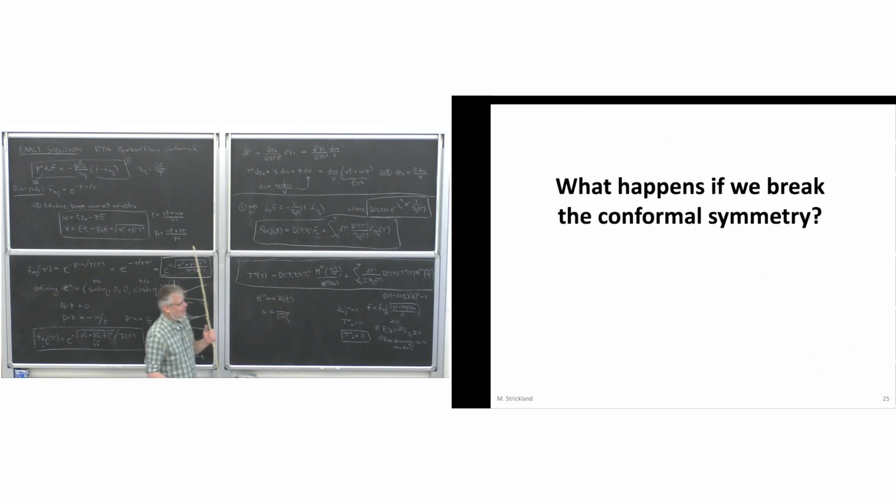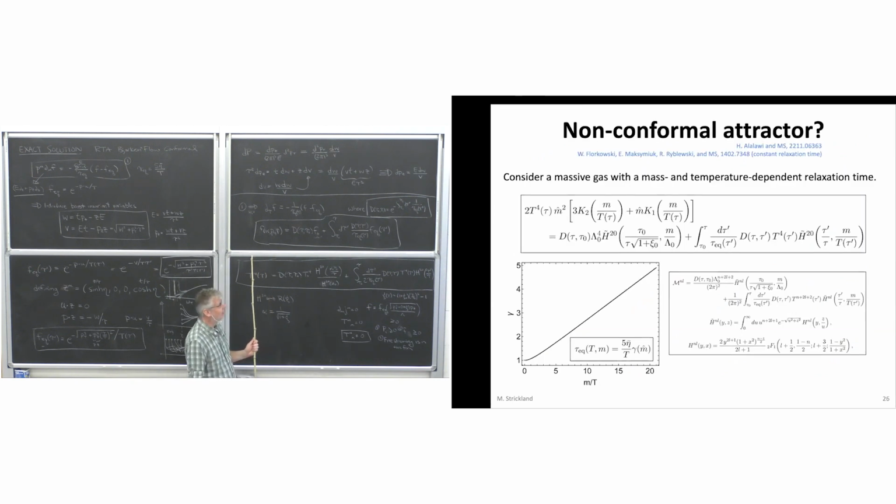Now, of course, everything that we did here was with conformal symmetry for simplicity. But in general, life is not conformal, right? So what happens when you break the conformal symmetry? We went through this derivation in the non-conformal case, with Eva Maksomiak from Kielce/Krakow, mostly Kielce in Poland, and Wojciech Florkowski, Radoslaw Ryblewski, and myself in 2014.